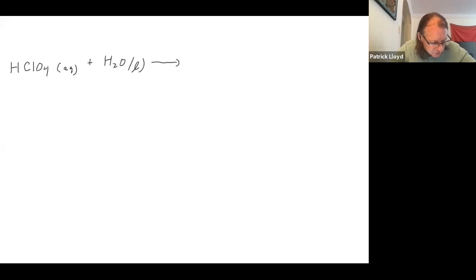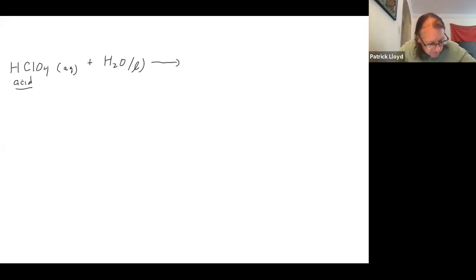Okay. So you recognize this is an acid, right? We have that list of the strong acids. This is one of the strong acids: HCl, HBr, HI, HNO3, H2SO4, HClO4, and HClO3. So those are the 7 strong acids.